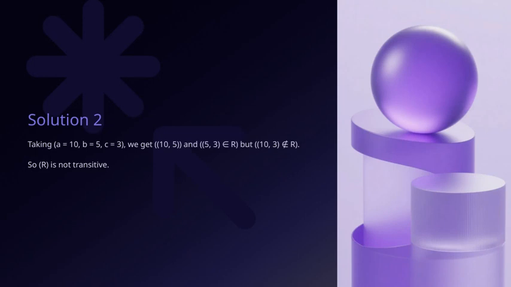So here we see that the relation R is actually not transitive. To understand this better, let's consider specific examples. Suppose we take A equals 10, B equals 5, and C equals 3. Now, according to our relation R, we have that (10, 5) is in R, and also (5, 3) is in R. However, when we look at the pair (10, 3), it turns out that this is not in R.